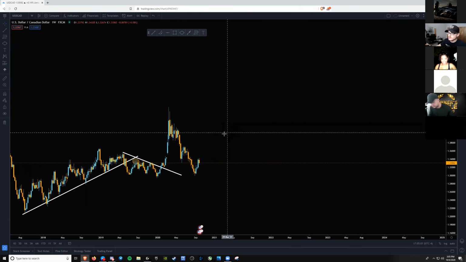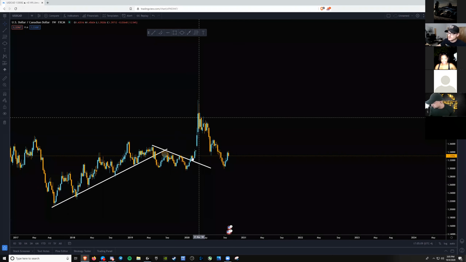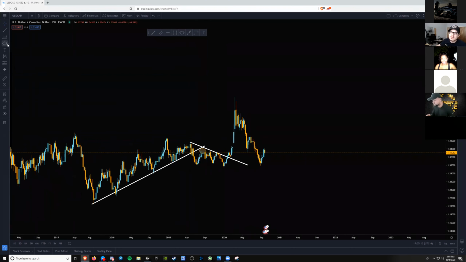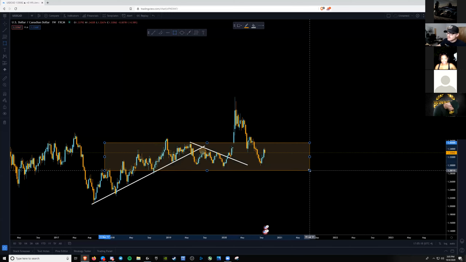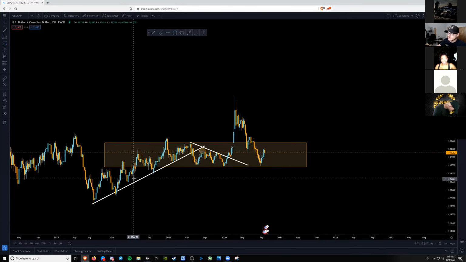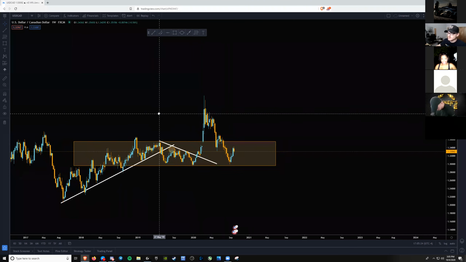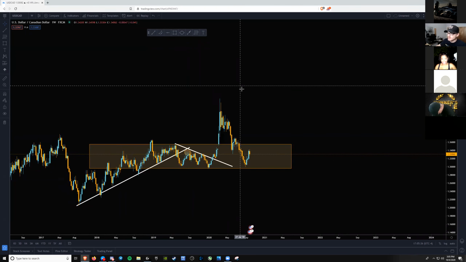Ever since then, it's been a pullback because this was an unnatural move. This was based on fundamentals, in my opinion. And you can see that since that time, on a higher time frame, price has re-entered this zone that we were consolidating in. And that's kind of what you expect to see when you have this huge spike on news.